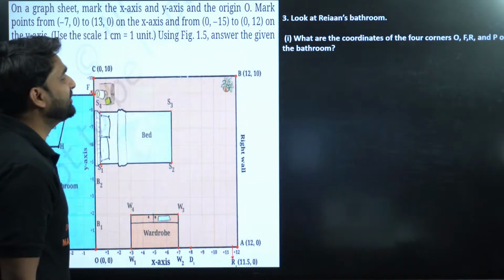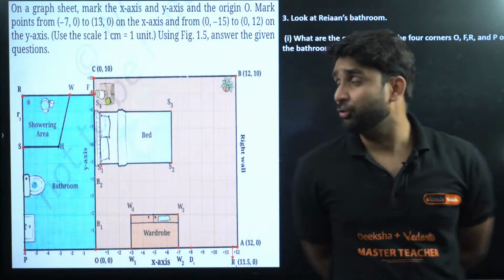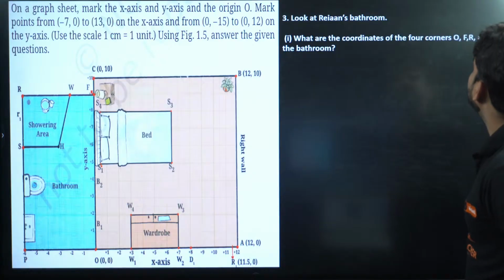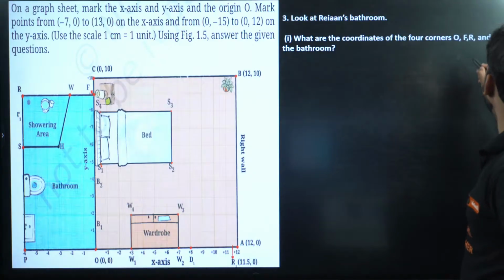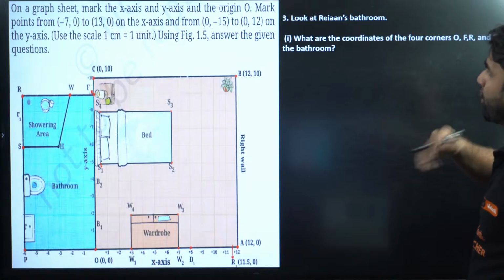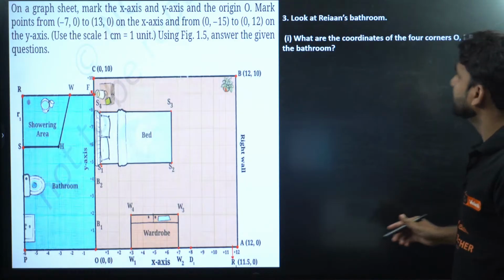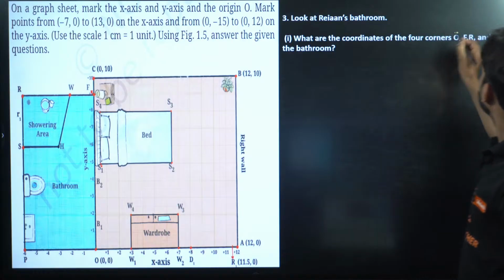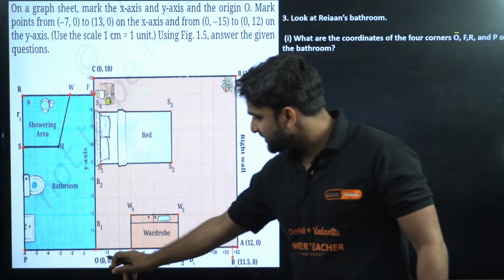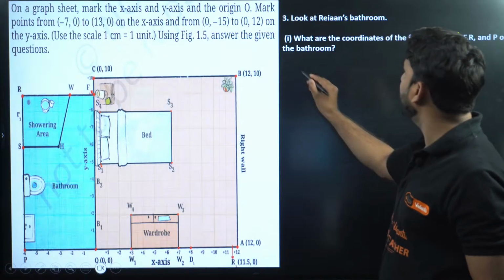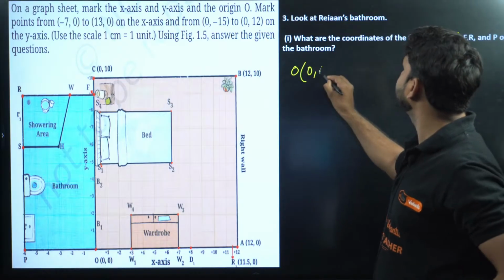Okay, now third question. Look at the Riyan's bathroom. What are the coordinates of the 4 corners OFRP? Okay, OFRP, very easy here. We have to find out just only coordinates. So where is O? Come on yaar. O is the origin, na? This is origin O. So the coordinate of O will become 0, 0.